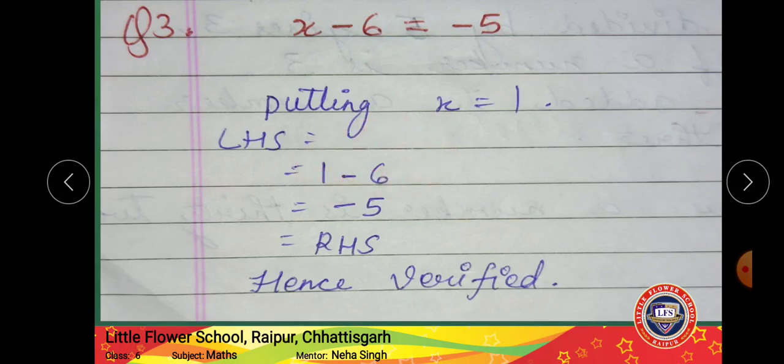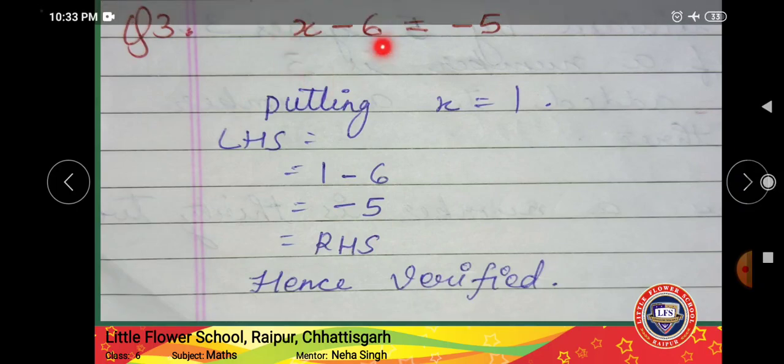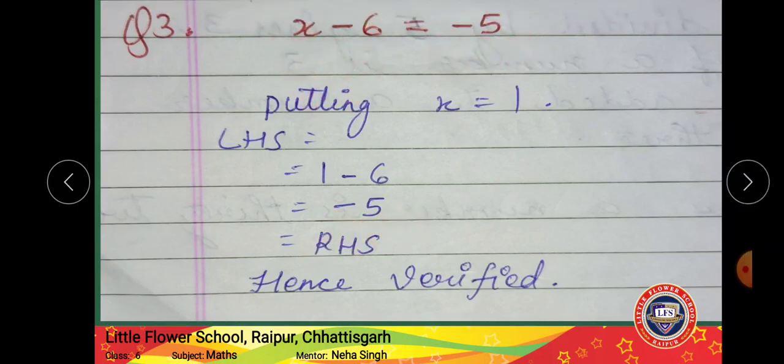So 1 minus 6 equals minus 5. Are we getting the RHS? When we are solving the LHS we are getting the RHS. Yes, minus 5. Hence we have verified. Hence this is the root of the solution.